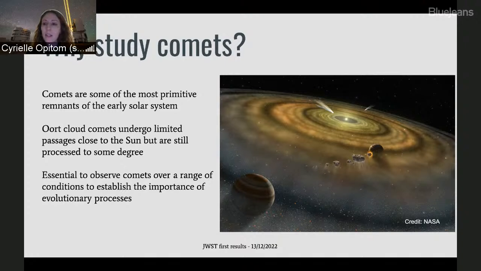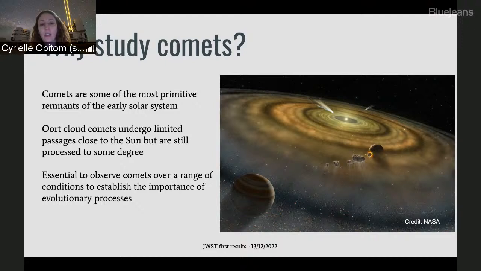Comets from the Oort cloud, which is at the very edge of the solar system, are thought to be relatively less processed because they are on very long period orbits, meaning that they do fewer passages close to the Sun. However, even these comets are still processed to some degree. So the big question is to see what in their properties is intrinsic and what's due to evolutionary processes. In order to do that, we need to observe comets over a range of conditions and distances from the star all over their orbit.